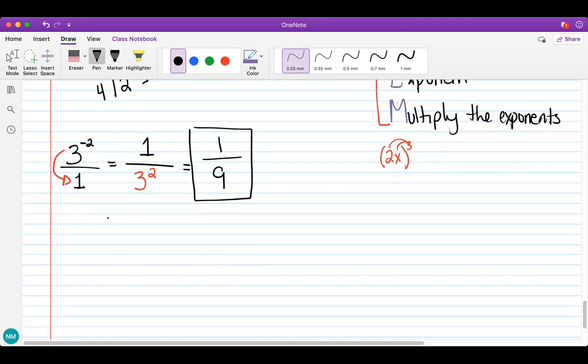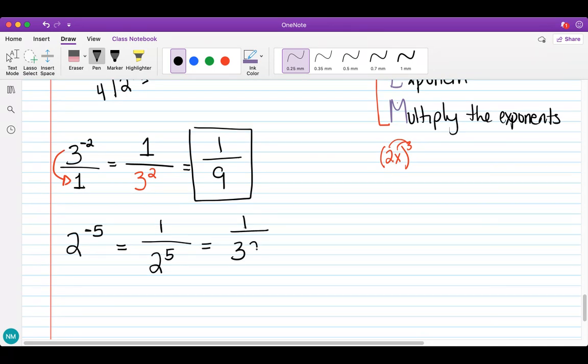So if I have, let's try another one, 2 to the negative fifth power, this is going to be the same thing. It's negative, so it needs to go to the bottom. 1 over 2 to the fifth, which is, 2 to the fifth is 32, so 1 over 32.